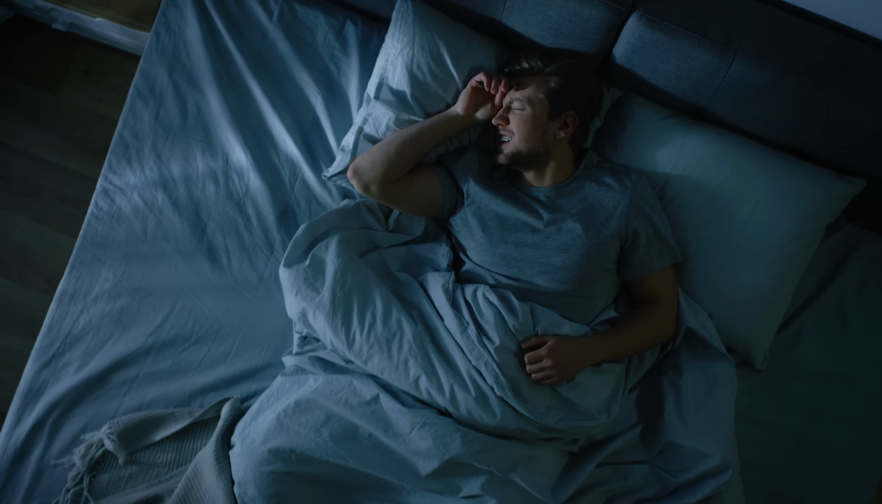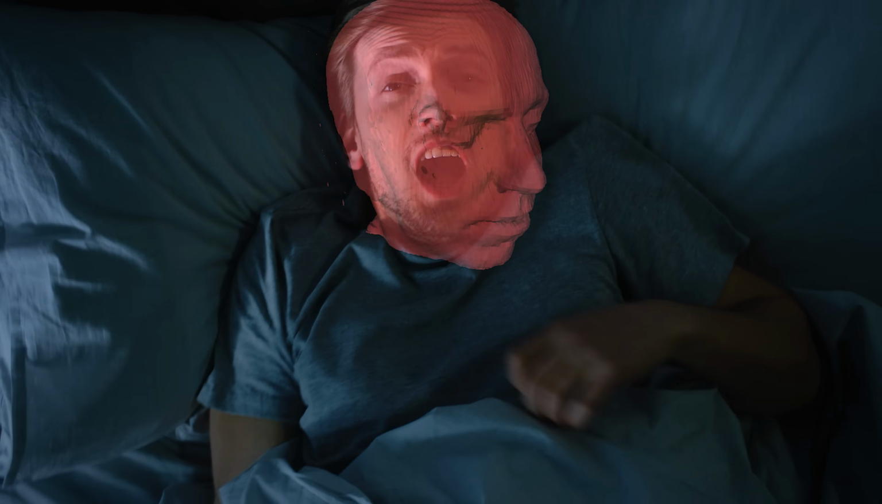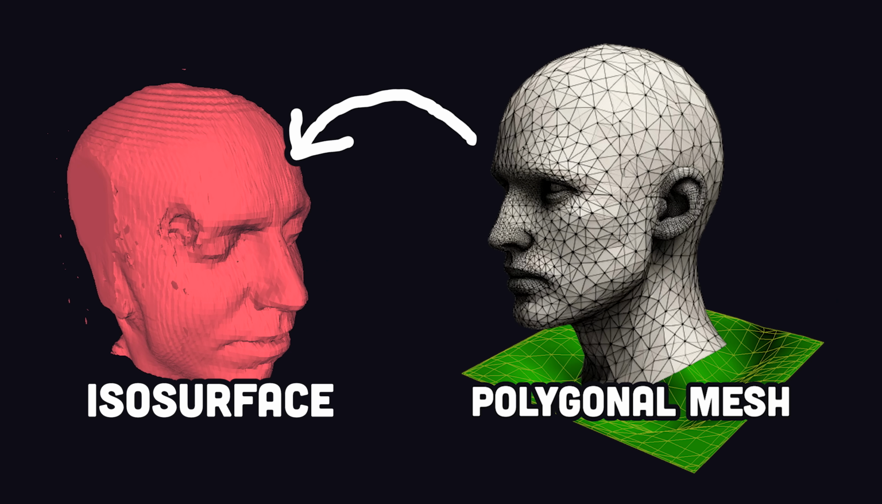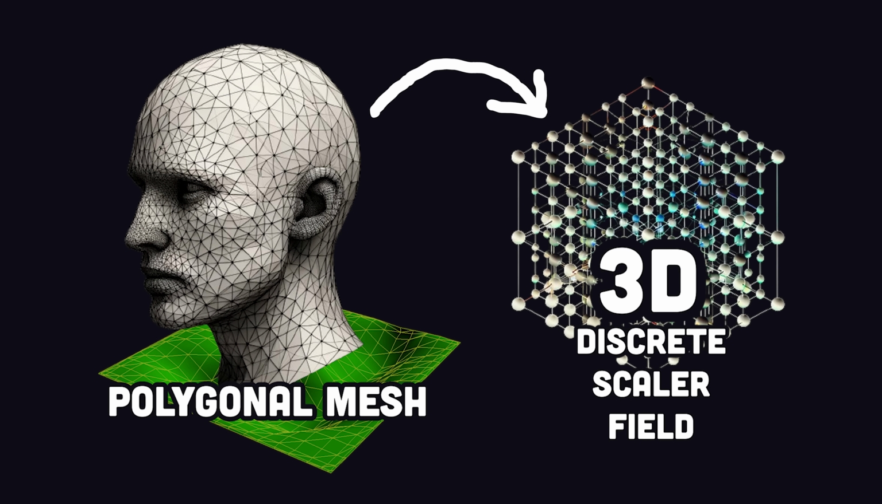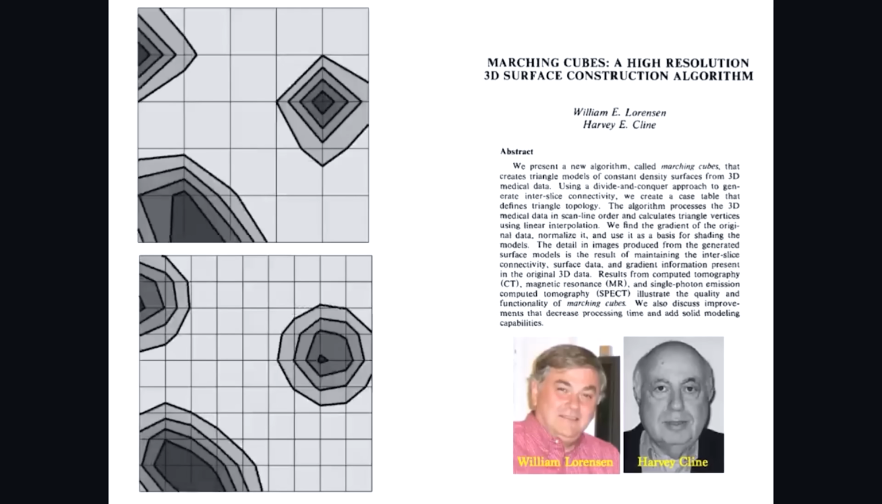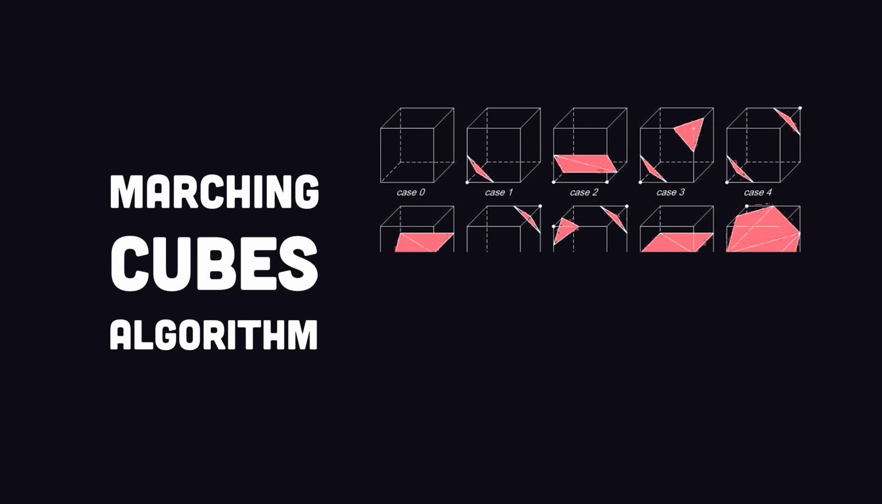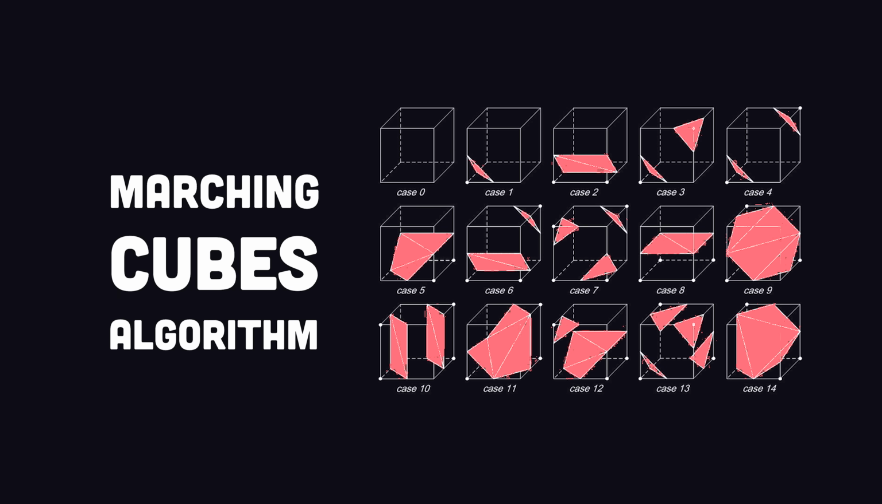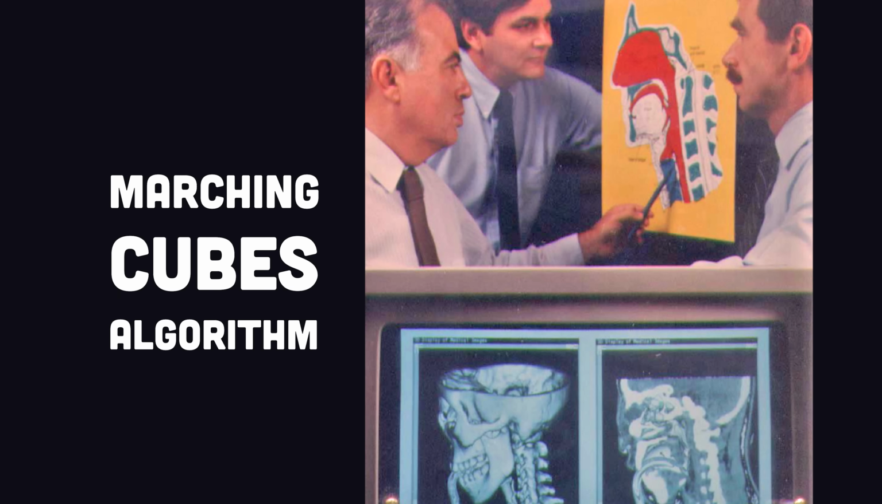Have you ever woken up in the middle of the night in a panic, wondering how to extract a polygonal mesh of an ISO surface from a three-dimensional discrete scalar field? Yeah, I didn't think so. But back in '87, two programmers at General Electric did. They created and patented the marching cubes algorithm, an algorithm that has likely saved countless lives by allowing doctors to visualize data from CT and MRI scans.